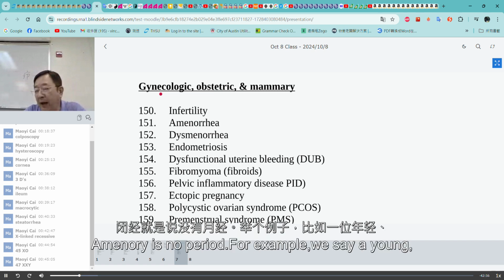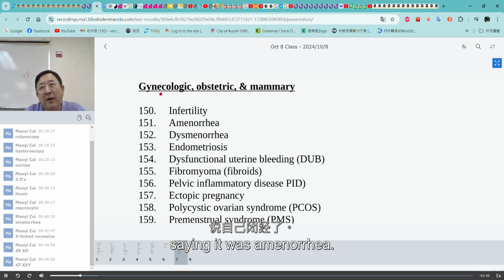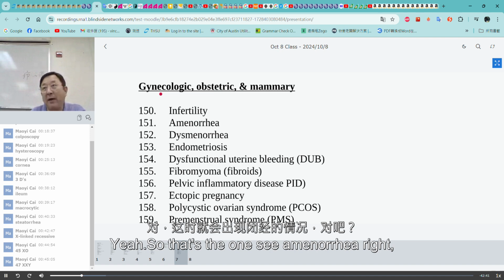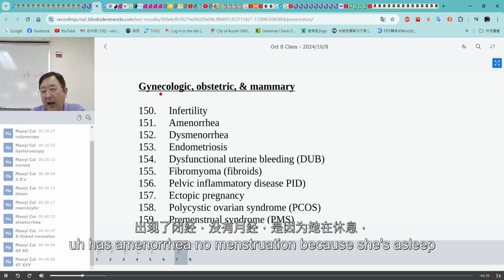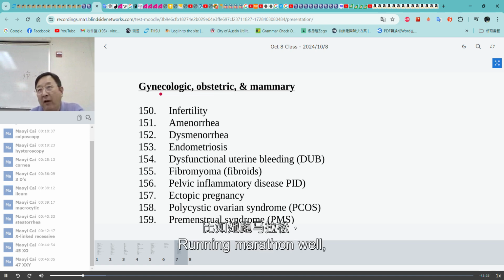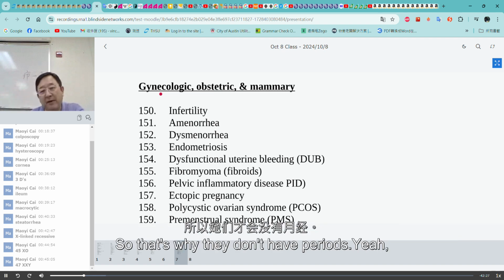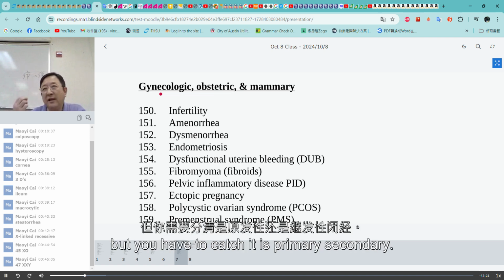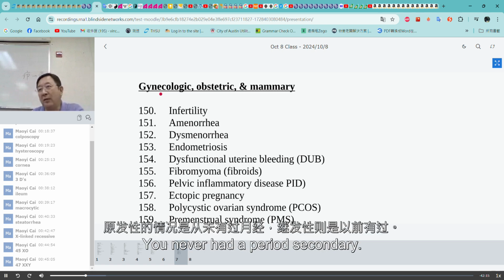Amenorrhea is no period. For example, a young skinny girl presents to the clinic with amenorrhea, and when you look at her, she is extremely skinny, and you suspect anorexia nervosa. That's amenorrhea. But say a person has amenorrhea because she's an athlete running marathons. Then the hypothalamus, maybe the hormone is suppressed, so that's why they don't have periods. So there are many causes of amenorrhea, but you have to catch the difference between primary and secondary. Primary could be a developmental issue, you never had a period. Secondary, you had it before.